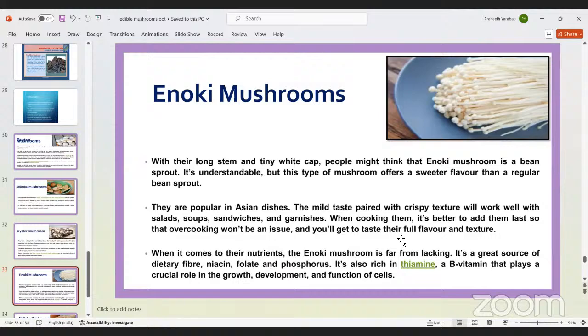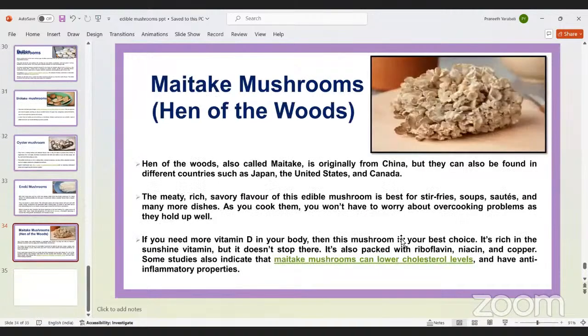When cooking them, it is better to add them last. Overcooking won't be an issue, but you will get their full flavor and texture. It is a great source of dietary fiber, niacin, folate, and phosphorus, which is also rich in thiamine, which mainly plays a role in the growth, development and function of the cells.